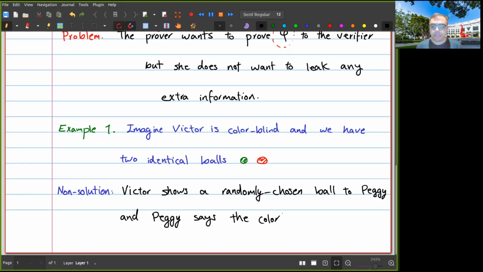But the problem here is that I'm also leaking some information. It's not just telling Victor that I can see color, it's also telling Victor what color each one of these balls are. Okay?